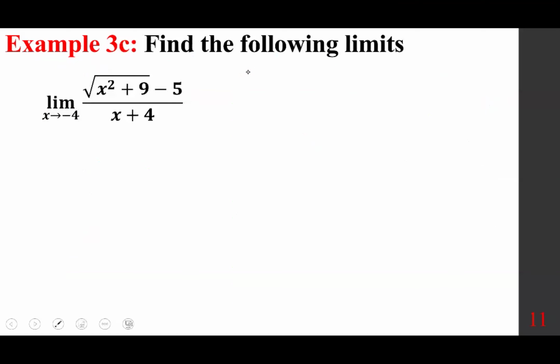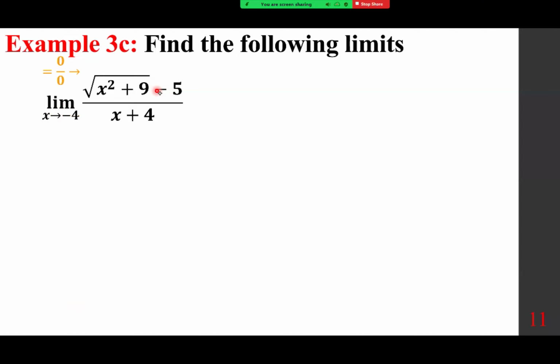We plug in negative 4, which makes the denominator 0. Negative 4 squared is 16, and 9, 25 comes out as 5, minus 5 is 0. So you get 0 over 0. Indeterminate form.